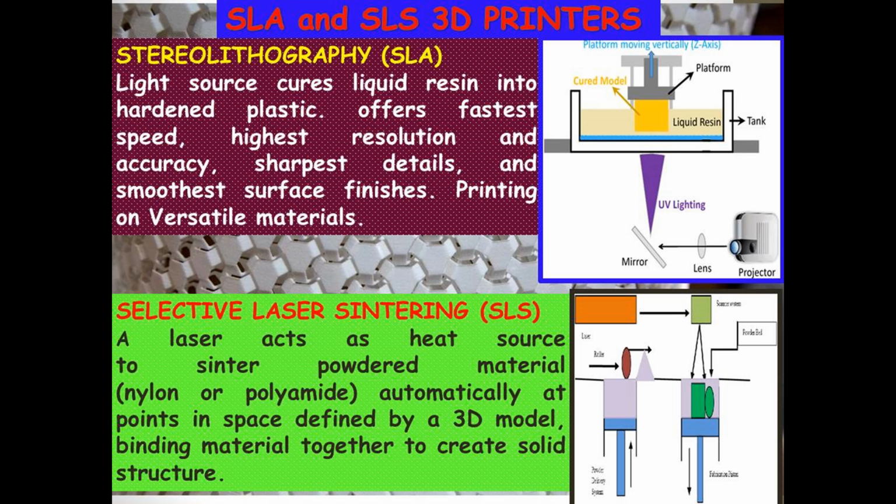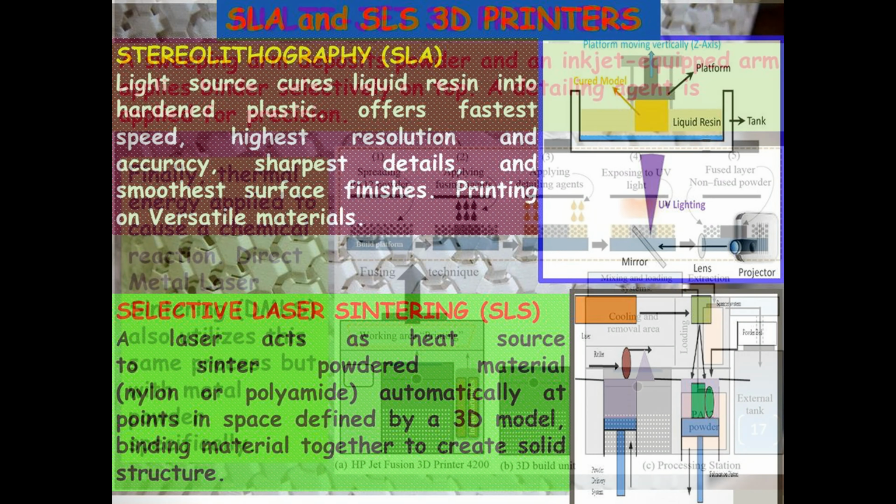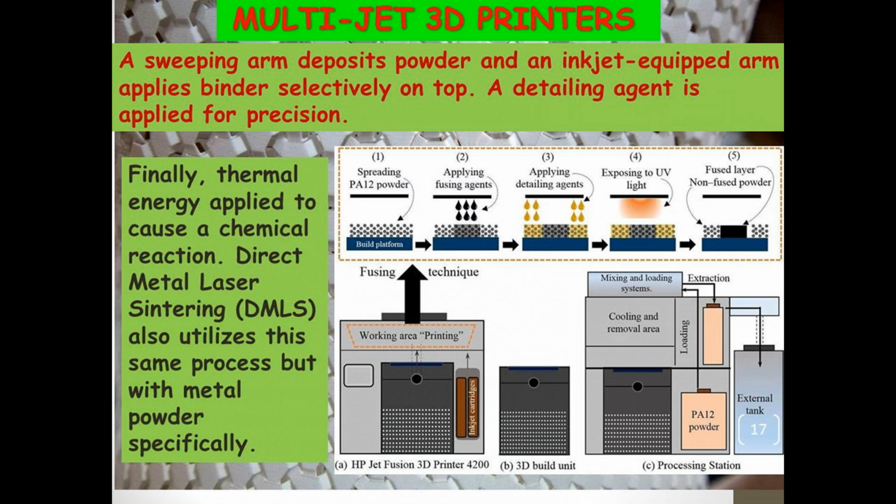SLA and SLS 3D printers. Stereolithography, that is SLA. A light source cures liquid resin into hardened plastic, offering the fastest speed, highest resolution and accuracy, surface details, and smoothest surface finishes, printing on versatile materials. Next, selective laser sintering (SLS). A laser acts as a heat source to sinter powder material, nylon or polyamide, automatically at points in space defined by a 3D model, binding materials together to create a solid structure.